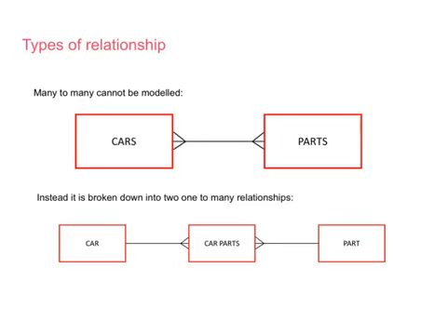Consider this example of cars and parts. A car has many parts, and a part may fit many cars. This would be resolved by introducing another table with two foreign keys. So we have a car table and a part table, and in between them a car parts table. So the many-to-many relationship is broken down into two one-to-many relationships. One car can have many parts, and one part can fit many cars.